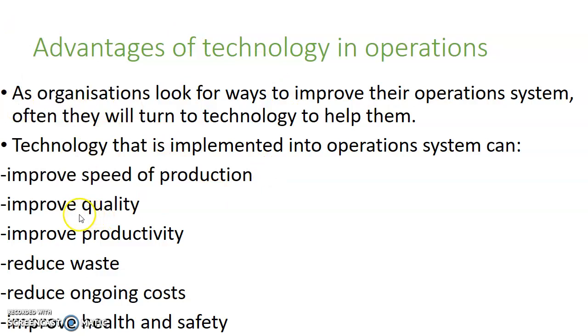So they improve the quality as well, improve speed of production, and improve the productivity of the other people as well. Human people and technology work hand in hand. It definitely improves the productivity of any business. It reduces the wastage because it uses the resources to their optimum, without wasting any of the resources. It reduces ongoing costs and improves health and safety of the workers and anyone working in your business.